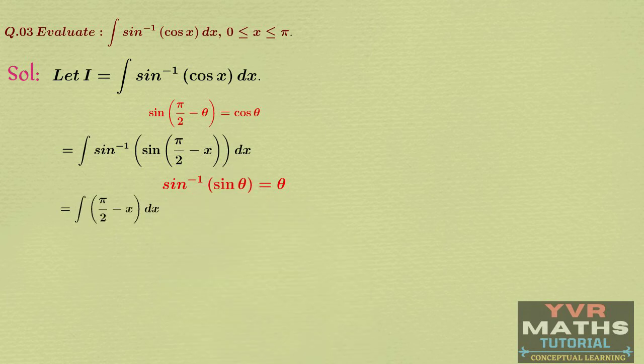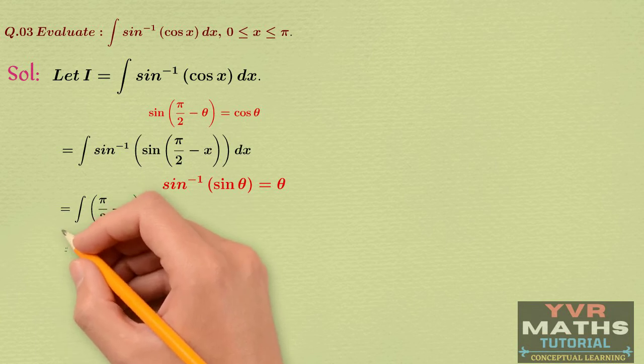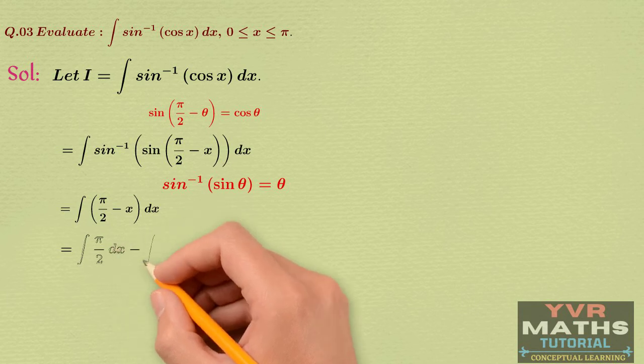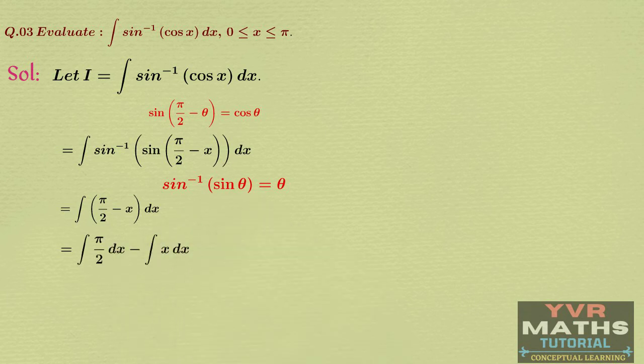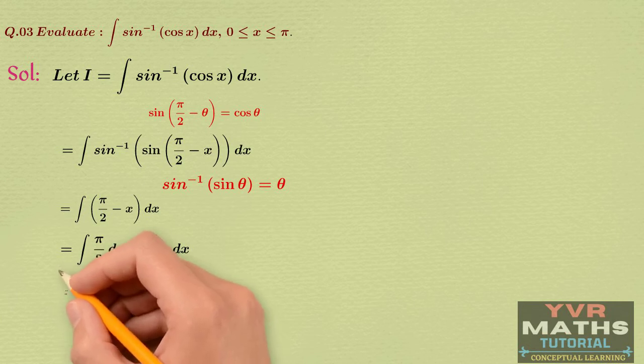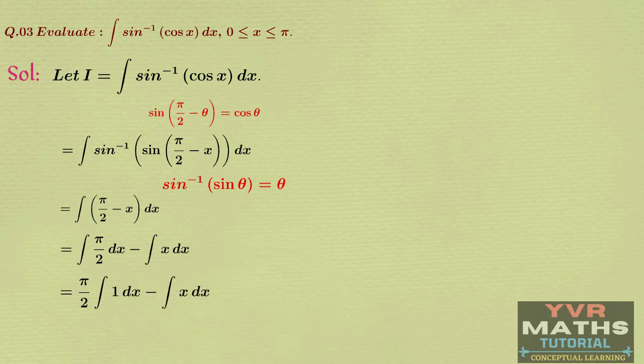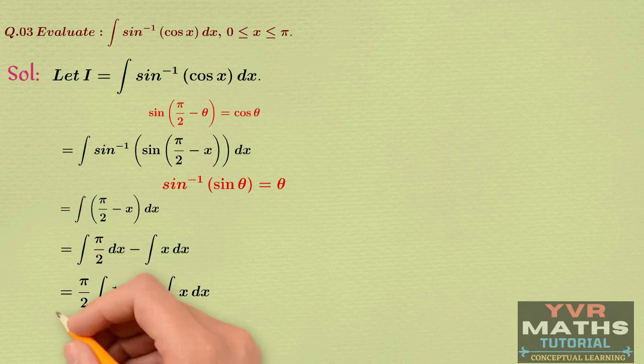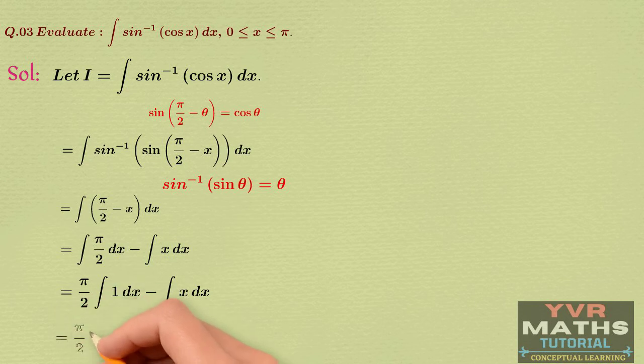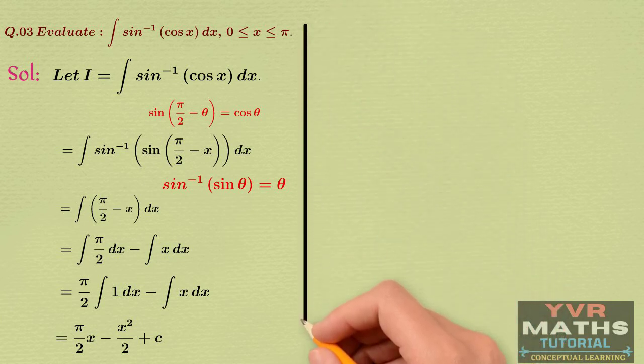By using basic properties of indefinite integrals, I am going to apply individual integrals. Then integral pi by 2 dx minus integral x dx. Here pi by 2 is constant, you write outside of integration. Then the next step is pi by 2 into integral 1 dx minus integral x dx. Now the integration of 1 is x and the integration of x is x square by 2. Then the final step is pi by 2 x minus x square by 2 plus c. So this is the final answer for the given question.